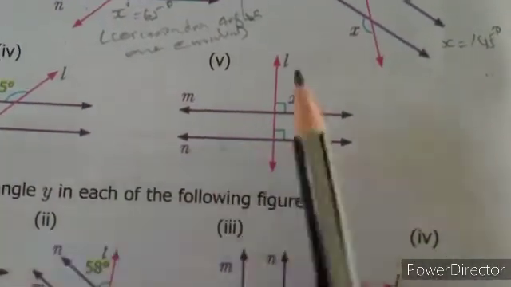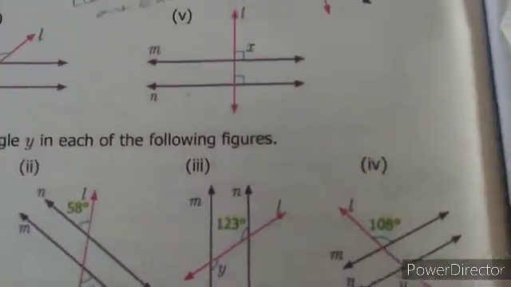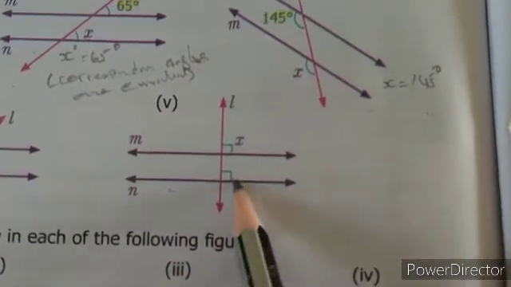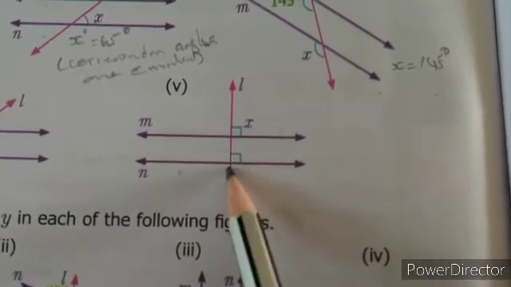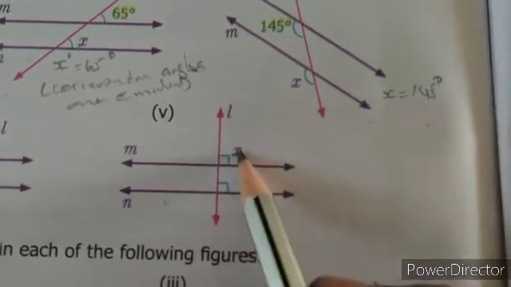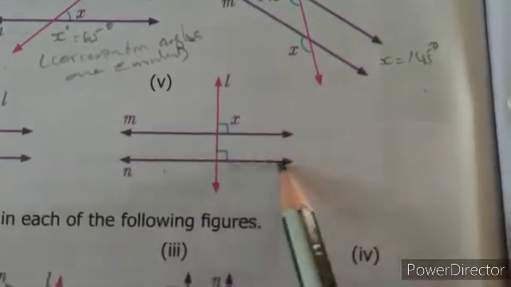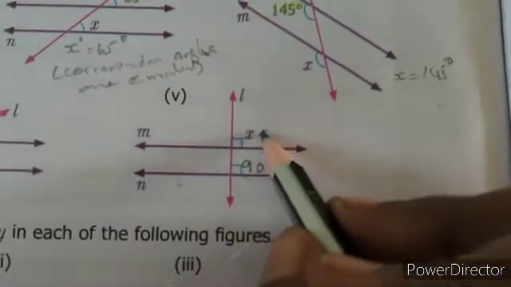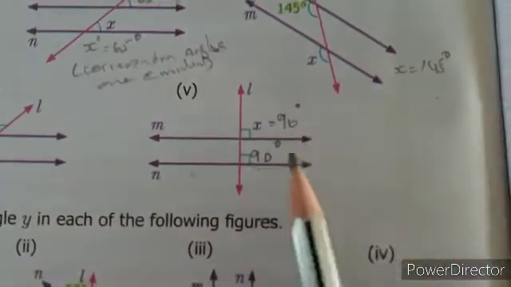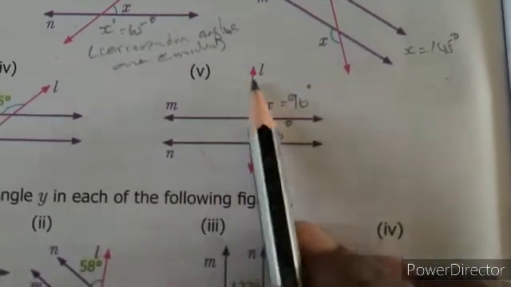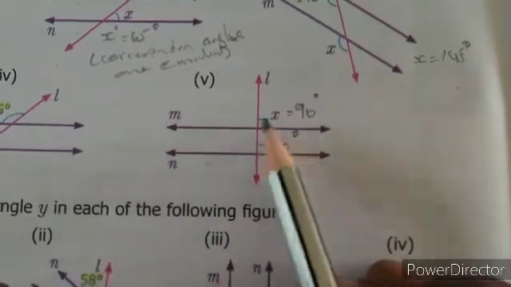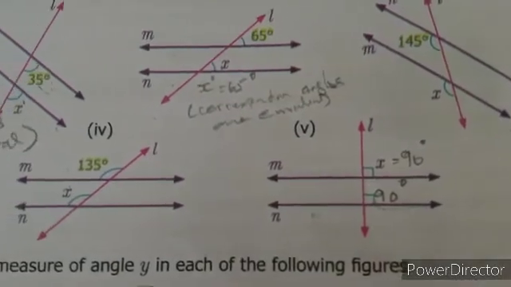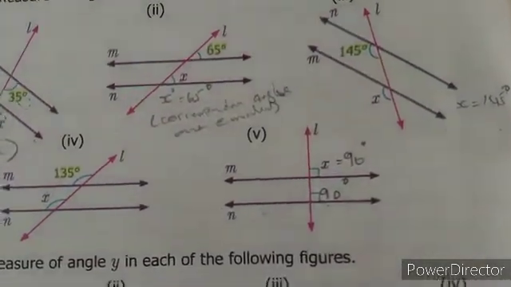Then M and N are parallel and L is given, but here they didn't give any value. So you have to find the value of this angle, and then only you can write the value of x degree. It's a right angle, so the value is 90 degree. Now your x is also 90 degree. So M and N are parallel lines, L is a transversal perpendicular to both the lines. So x equals 90 degree. Clear, ma'am?